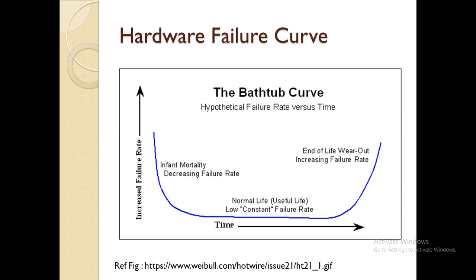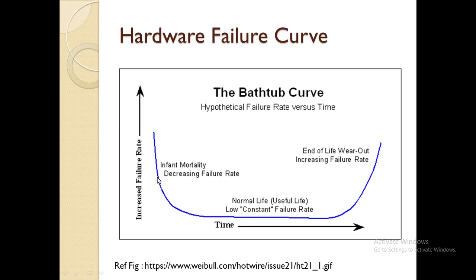Now we'll come to hardware failure. Now we understood that if spikes are happening due to changes, what will happen in hardware? We can see that a bathtub-like curve is there. If you look at this diagram, you can find that initially, due to the initial manufacturing, a lot of problems will occur, and due to that we can see the failure rate.